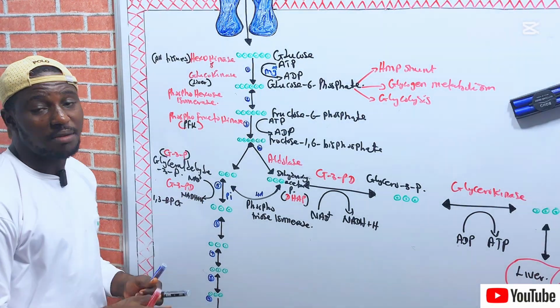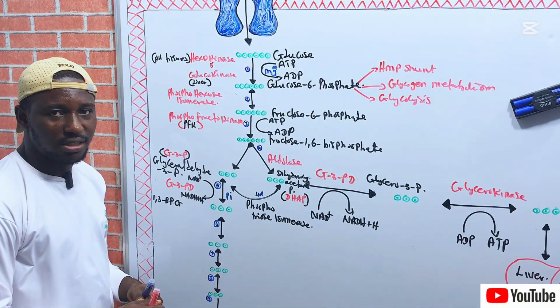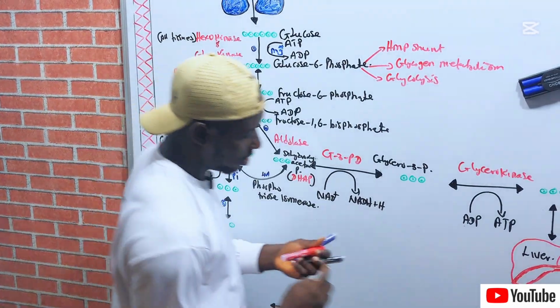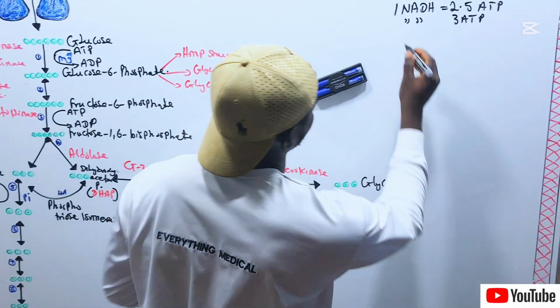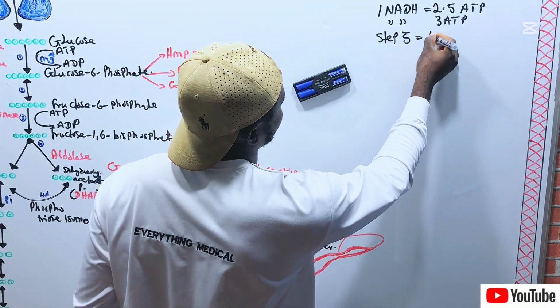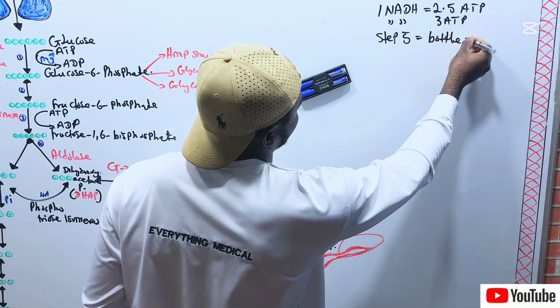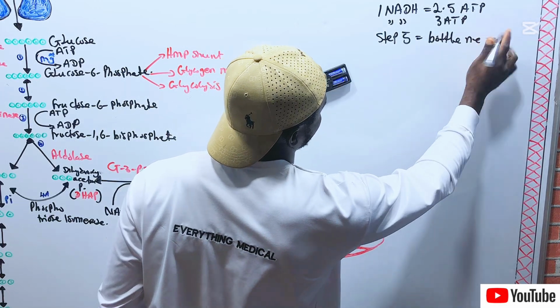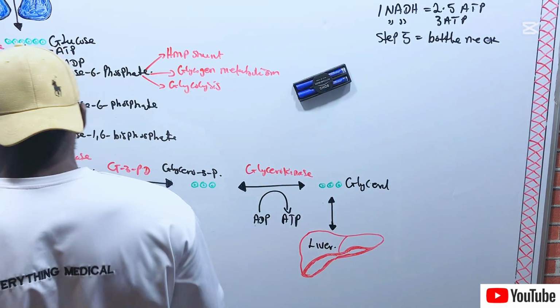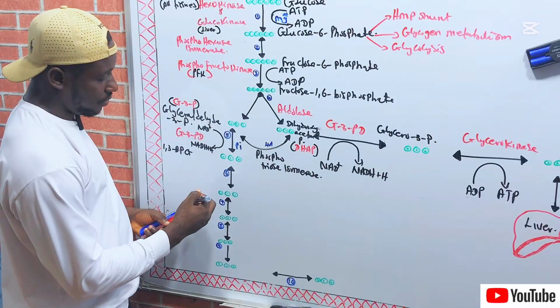And this step, which is step 5, is the bottleneck of glycolysis. We call it the bottleneck of glycolysis. Now, step 6.